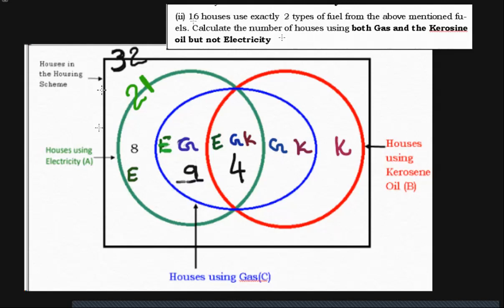So altogether, how many families use exactly two types of fuel? 16. So it's 9 here. Then to make 16, how much should be coming in the blank I'm putting now? 9 plus what gives 16? That is 7. All right. So calculate the number of houses using both gas and kerosene, so G and K, but not electricity. What's the answer? The answer is 7.